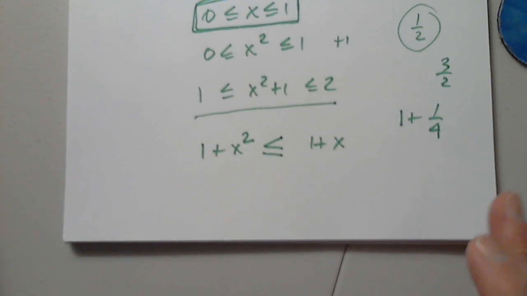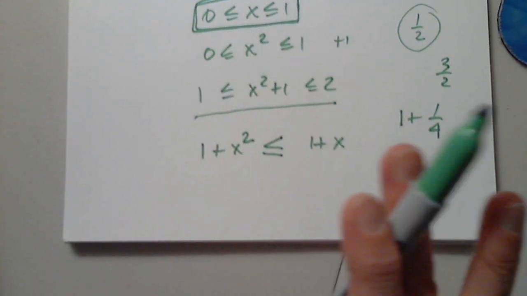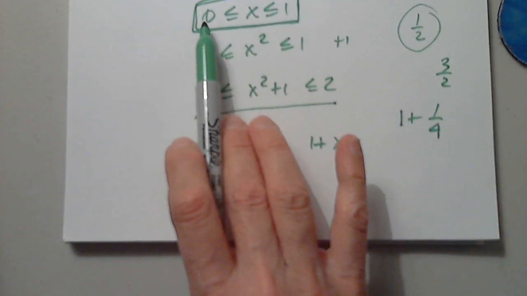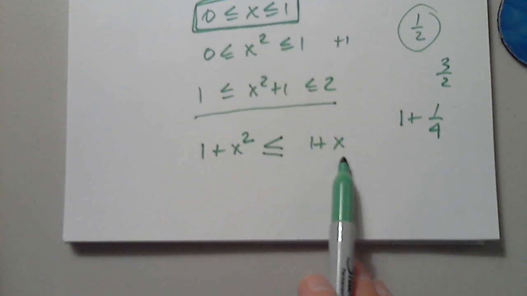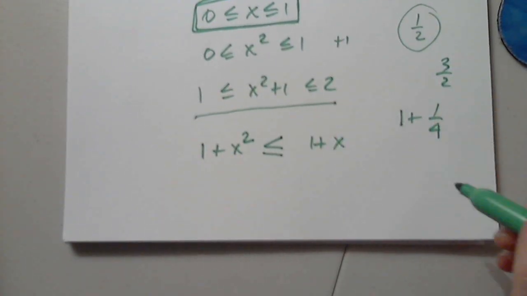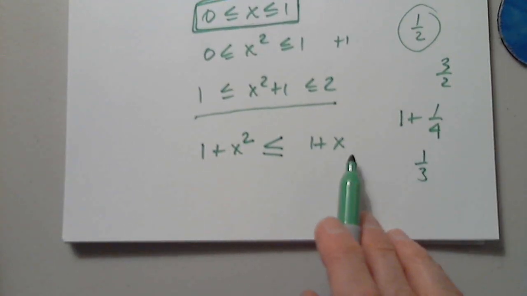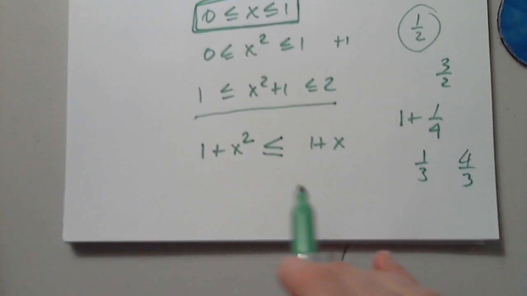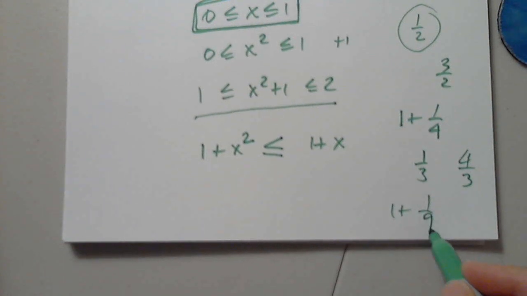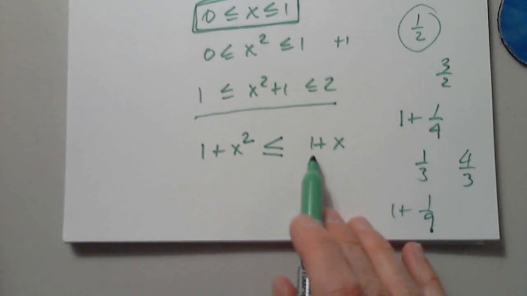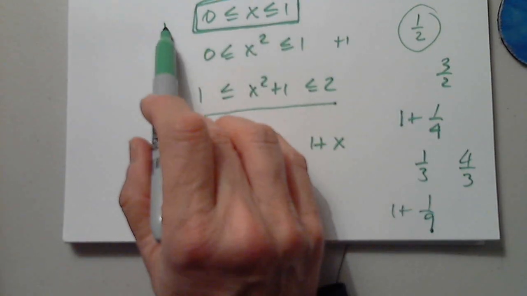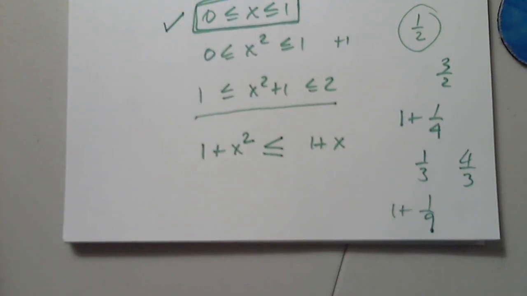Guaranteed for x between 0 and 1, not for other intervals. Between 0 and 1, this quantity will be smaller than this. You can choose anything else. Let's say 1/3. 1 plus 1/3 is 4/3, but this is 1 plus 1/9, which is smaller. So this will always be smaller than this, again, for x between 0 and 1.